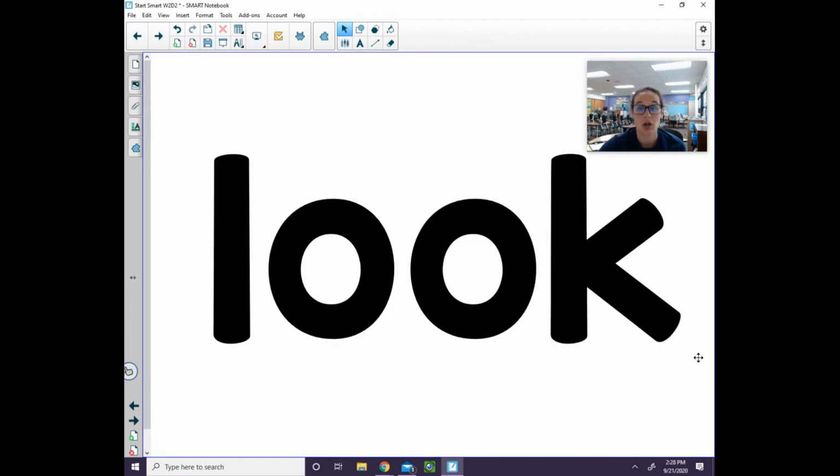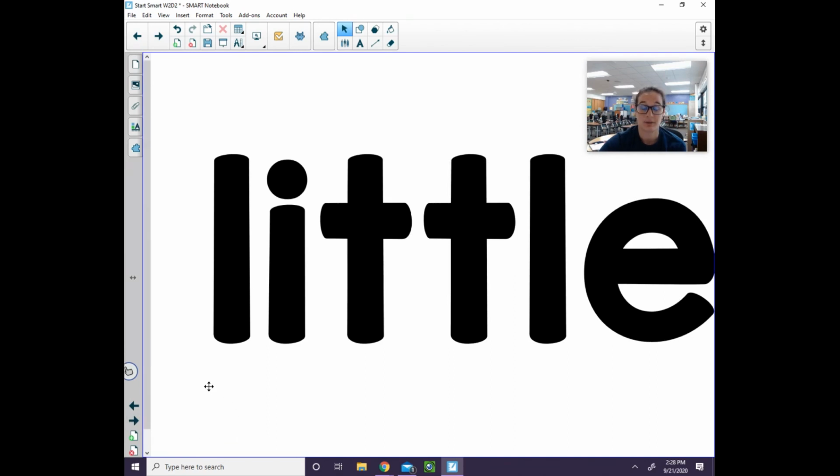Let's go to our next sight word. This is look. Let's spell it L-O-O-K, and now we're going to write it. L-O-O-K. So that sight word is look. Our last sight word for the day is little. Everyone say little. Now let's write it or spell it. L-I-T-T-L-E.